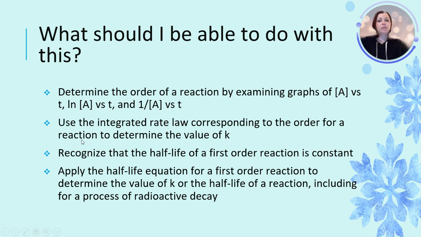And I do want to come back up here to the second bullet. So I said use the integrated rate law corresponding to the order to determine the value of K, but you can also, as we've talked about, if you know your rate law, your rate constant K, and you know the concentration of the species, and the order, you can use those to calculate the concentration at any time. And that is a really useful thing about the integrated rate law as well.